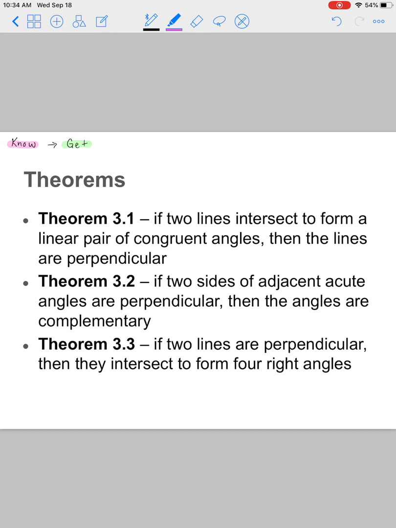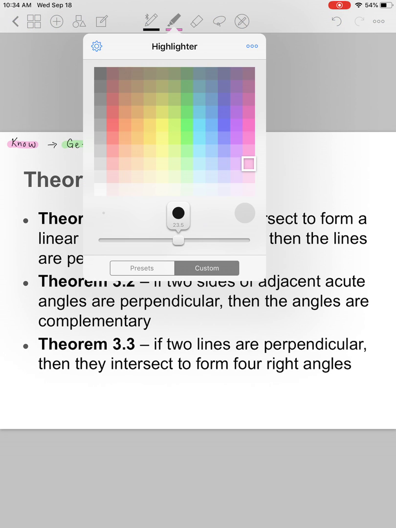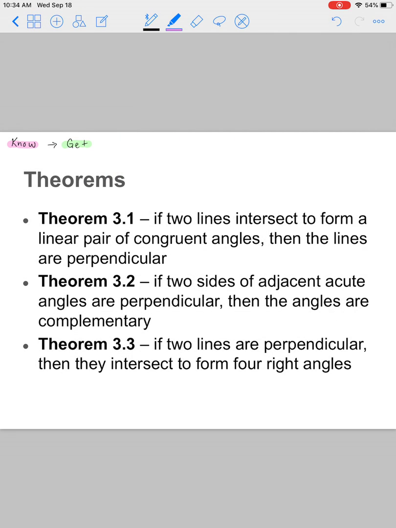So if we look at our first theorem, it tells us if two lines intersect to form a linear pair of congruent angles. So that looks like a linear pair. So we have our line, and our angles that we get are congruent. So our angles are congruent. So this is our given.